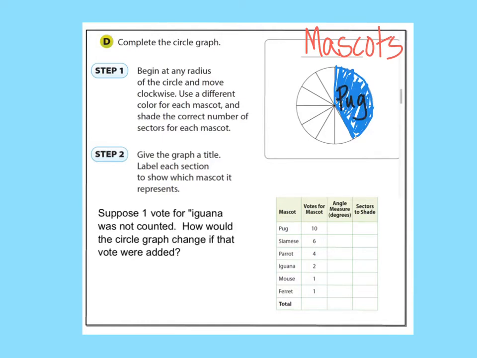P-U-G. Then I'm going to move on to my next one, which was Siamese, and we'll get a new color. Siamese had 6 votes, which was 90 degrees or 3 sections. So here is my Siamese.